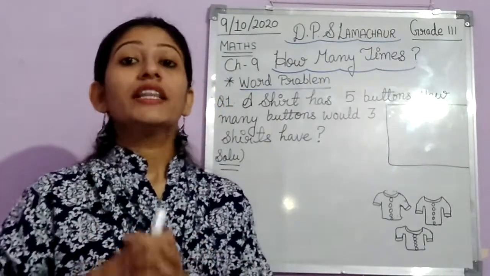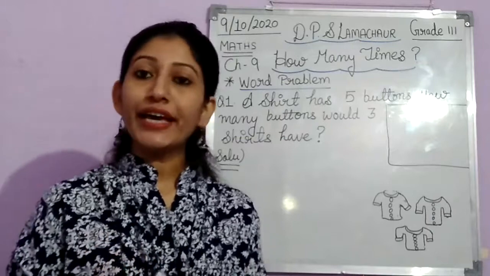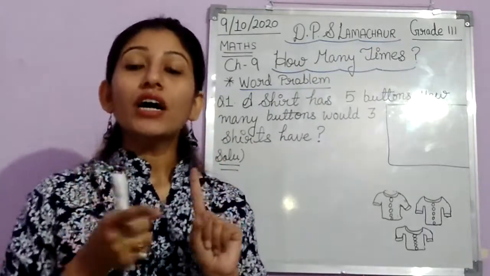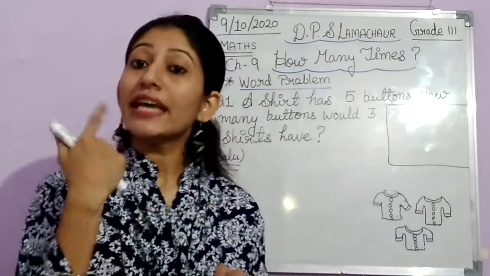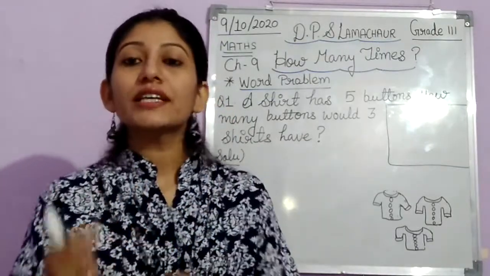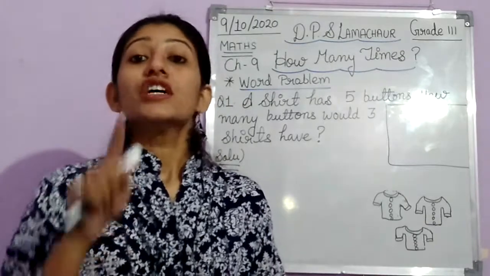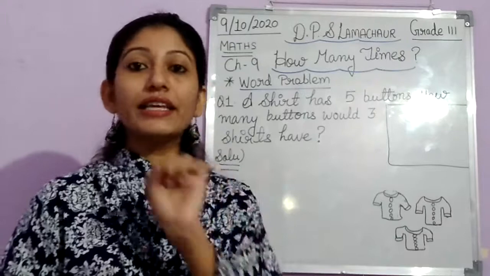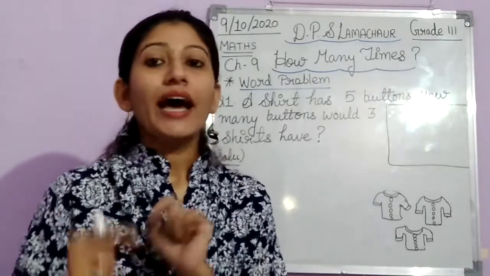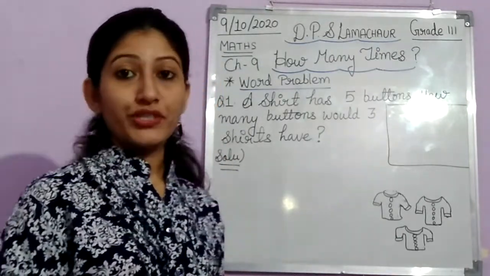फिर से समझिए. The question is asking that we have one shirt and on that shirt 5 buttons are there. And the same type, we have 2 more shirts and they are also having 5 buttons. So now you have to calculate the total number of buttons in these 3 shirts. Okay. अब देखिए, we have 2 options.